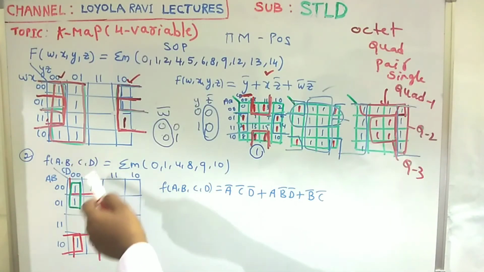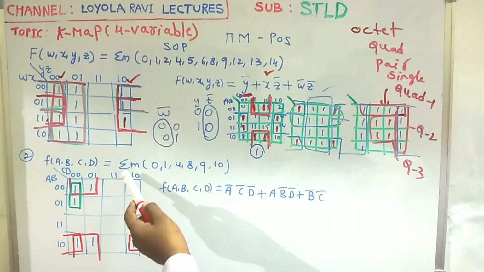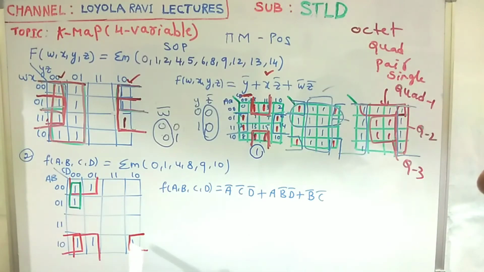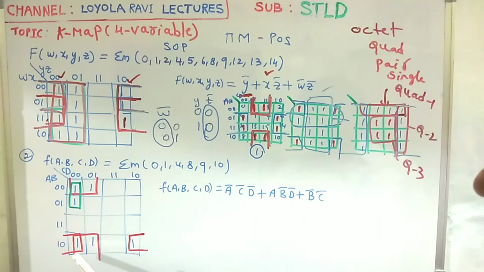Whatever the variables he has given, those only we have to take. Then ABCD. Then 0, 1, 4, 8, 9, 10. All those I am placing here. 0 and 1, again 4 and 8, 9, 10, 11. All those I have placed here. There is no 11, that's why it did not come here.